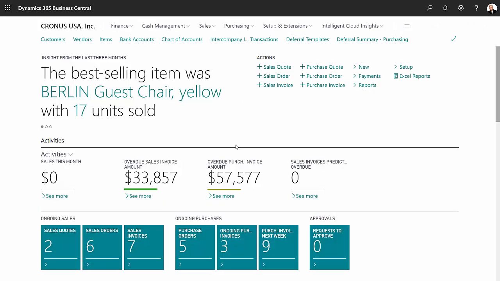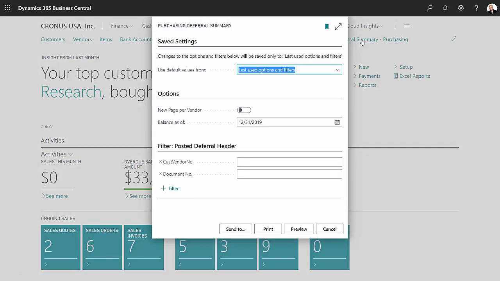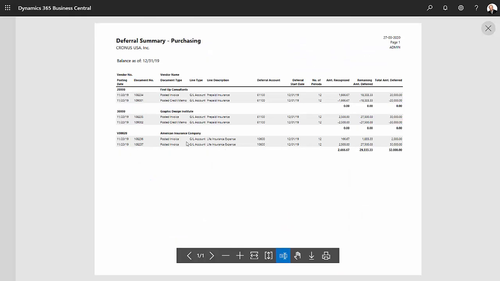Another way to look at this is by looking at the deferral summary report for purchasing. Let's take a look at that. I'm just going to look at 1 month, but I can look at any month here. Let's preview this. Here are the transactions down here for this vendor that we just posted to. I've got a small one that I did earlier, and then the second one here is the transaction we just posted, and it was for $30,000. And you can see as of 12/31/19, these are the balances. Here's the remaining balance in that prepaid insurance account, and this is the amount that's been deferred or expensed so far.